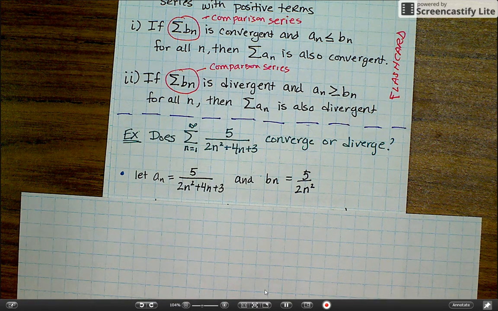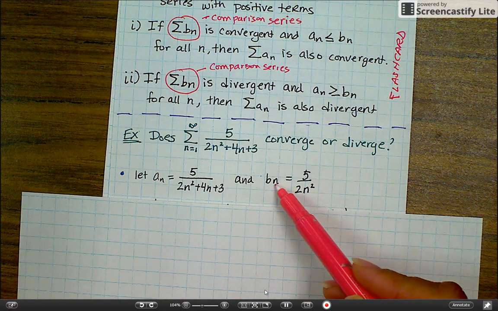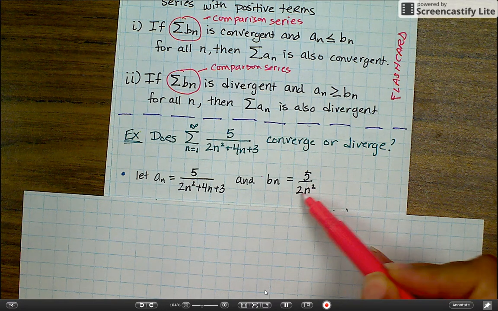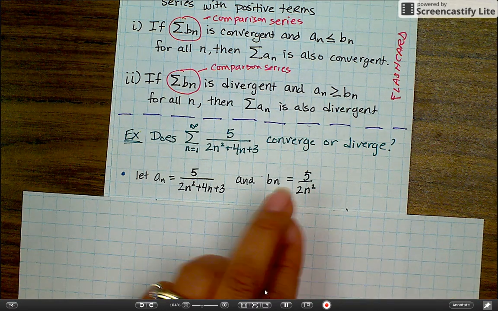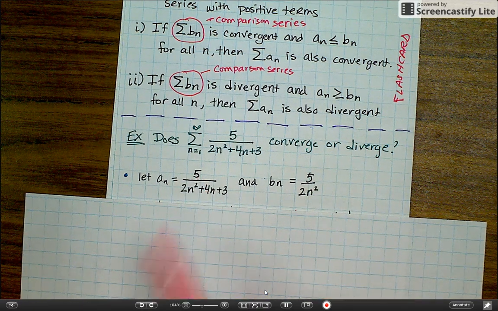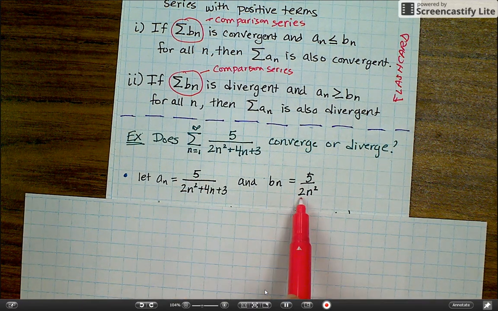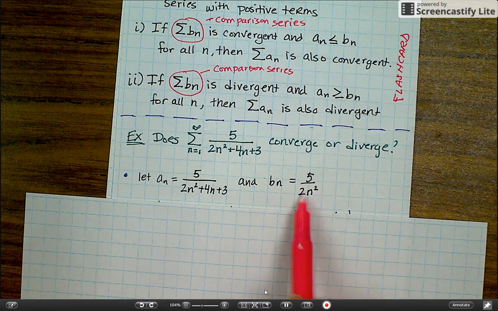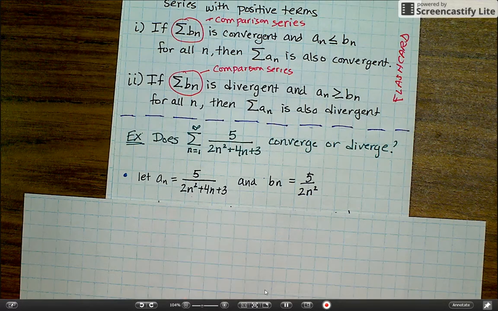And I know that something similar to An, which I'm going to call Bn, would be 5 divided by 2n squared. Now, why did we pick this? Well, this will match up with this numerator, and this leading coefficient will match up with this. And this degree, n to the second power, matches up with this.